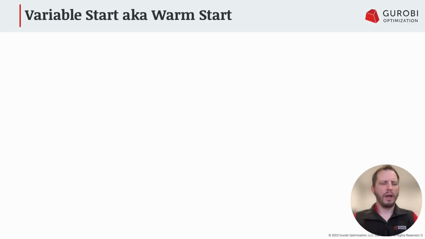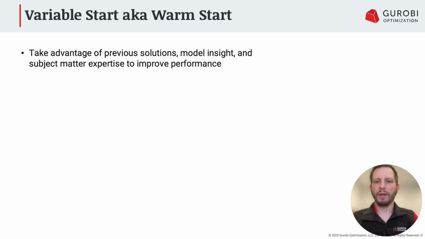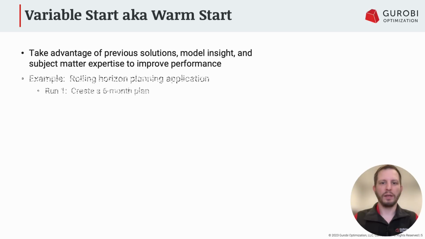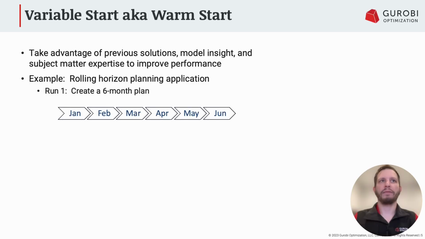Let's move on to variable starts, aka warm starts. A warm start is a way to take advantage of previous solutions, maybe model insight or subject matter expertise to improve performance. To understand what this is, let's run through a quick example. Let's say that we built a 6-month plan for a planning application, and we have some optimal plan that works here. From January through June, we know we have an optimal solution for something.